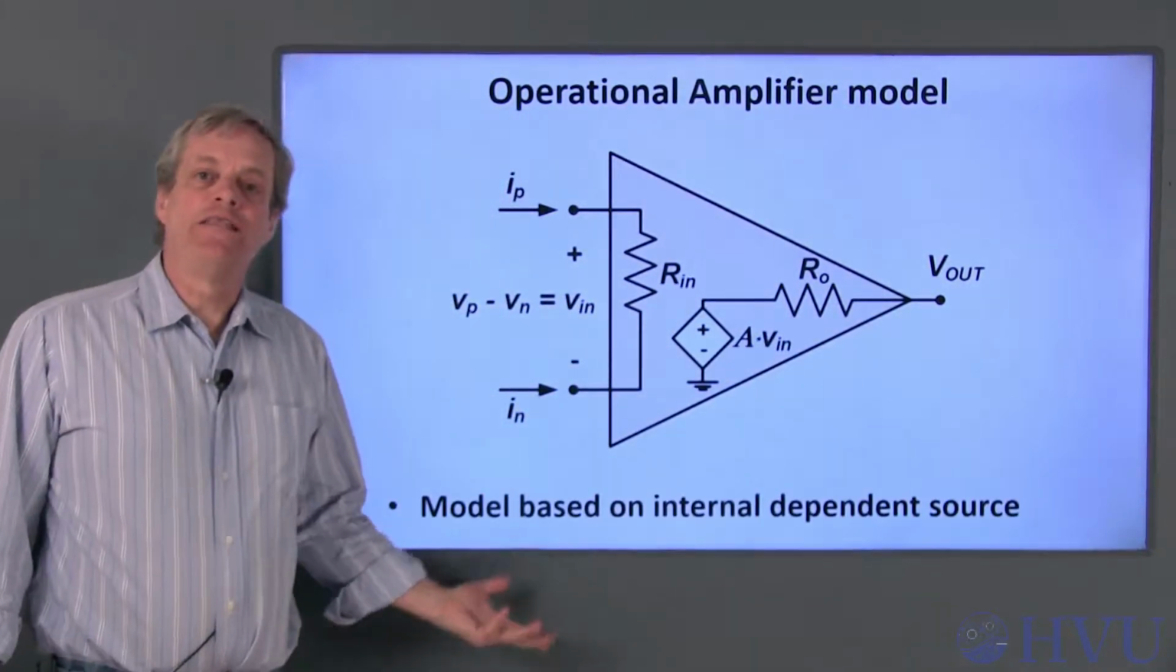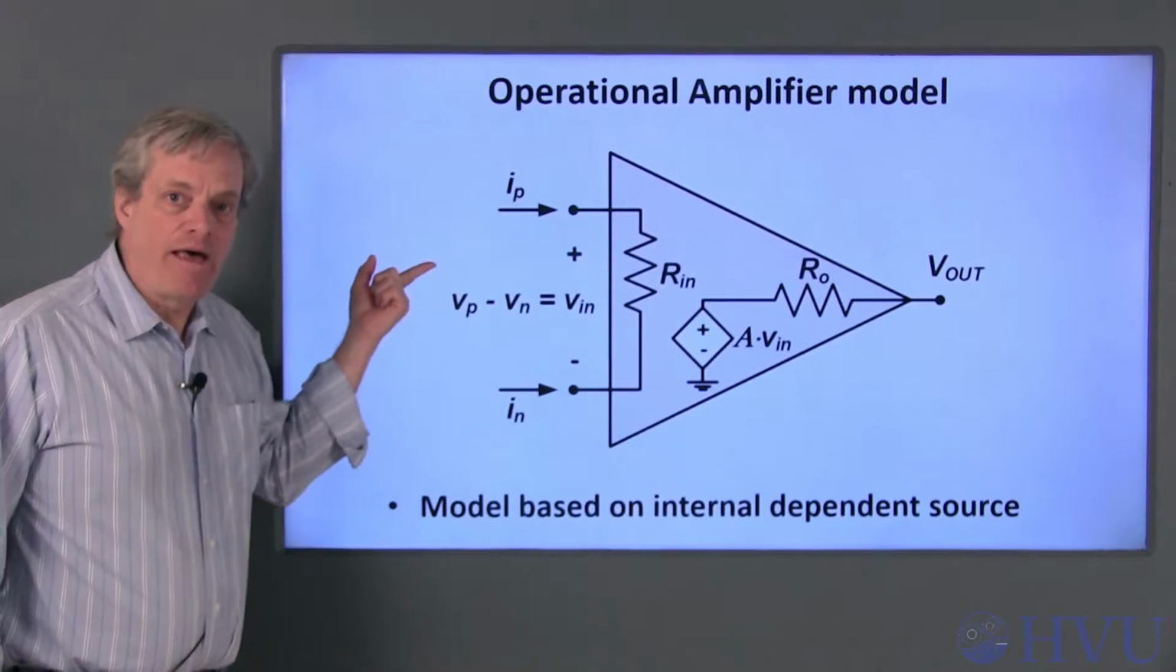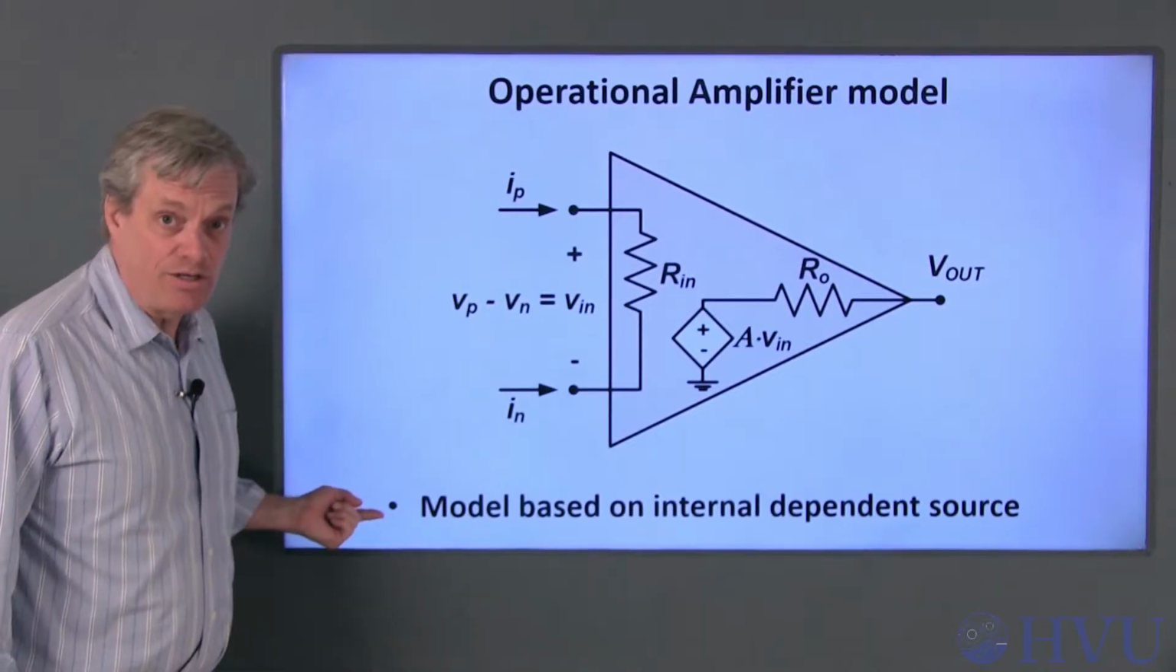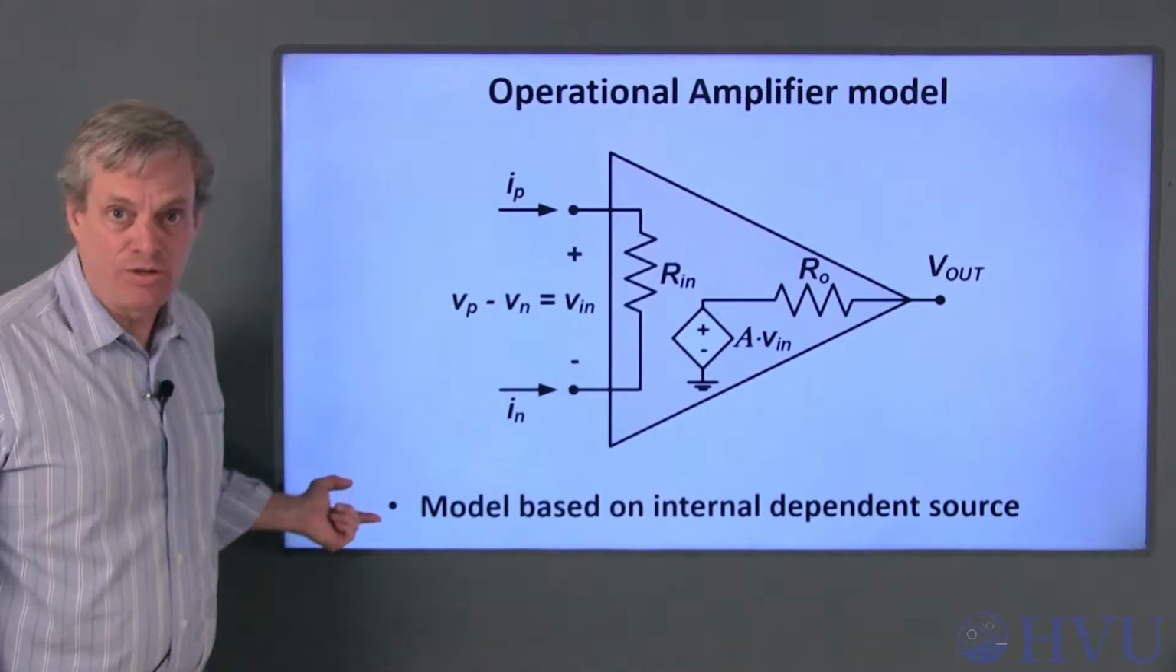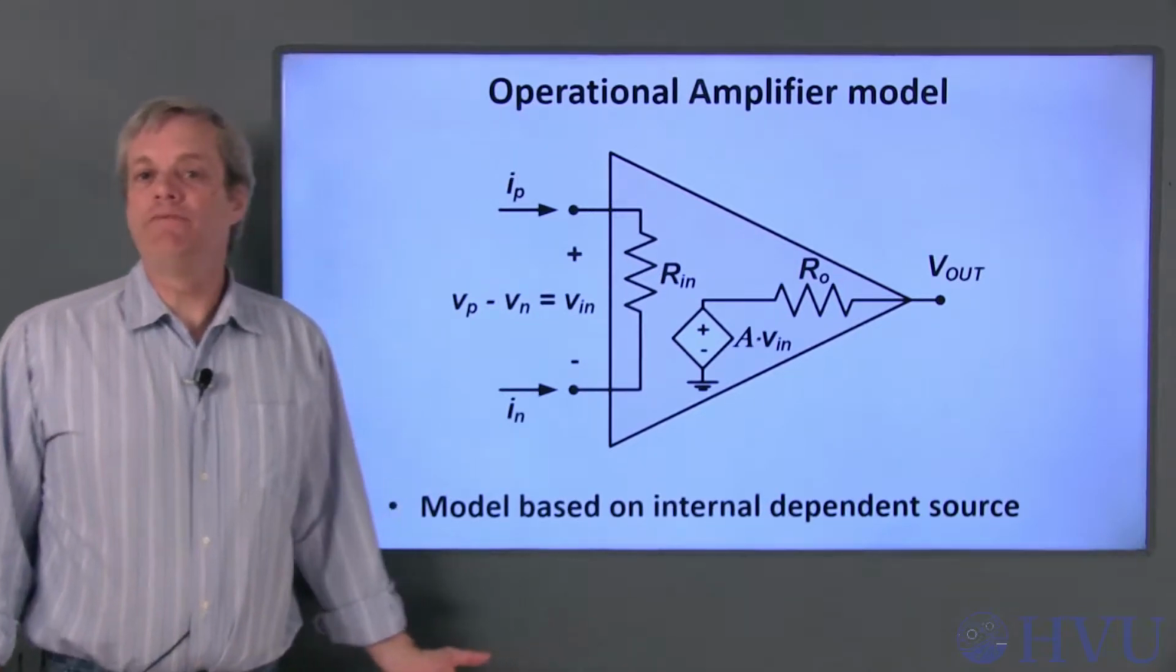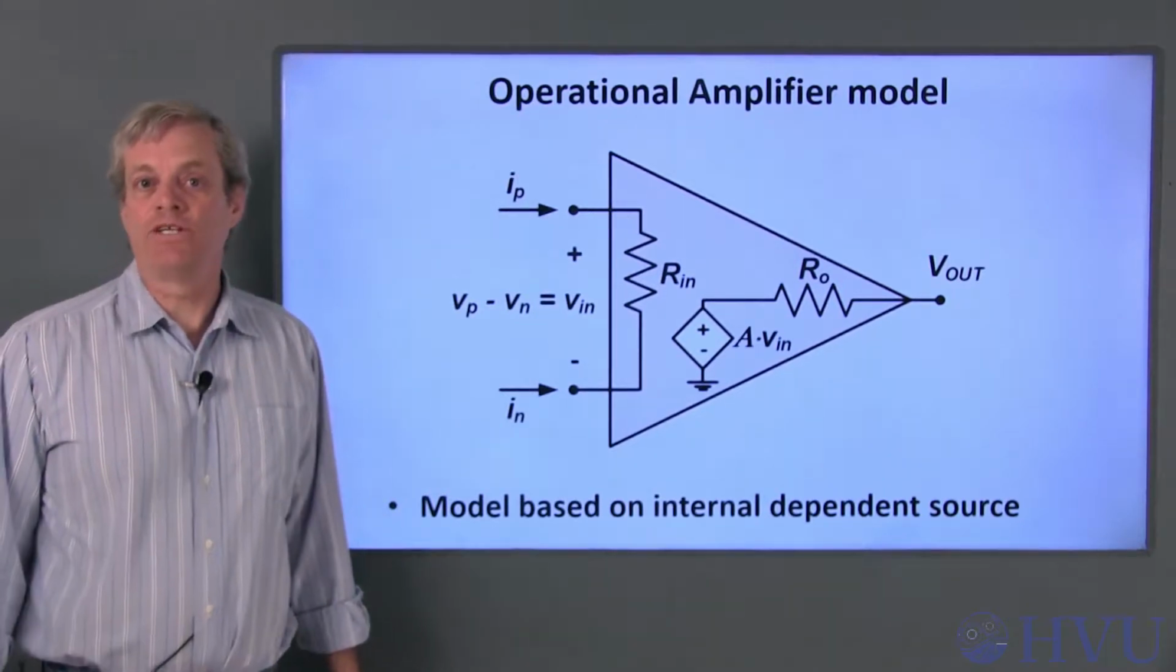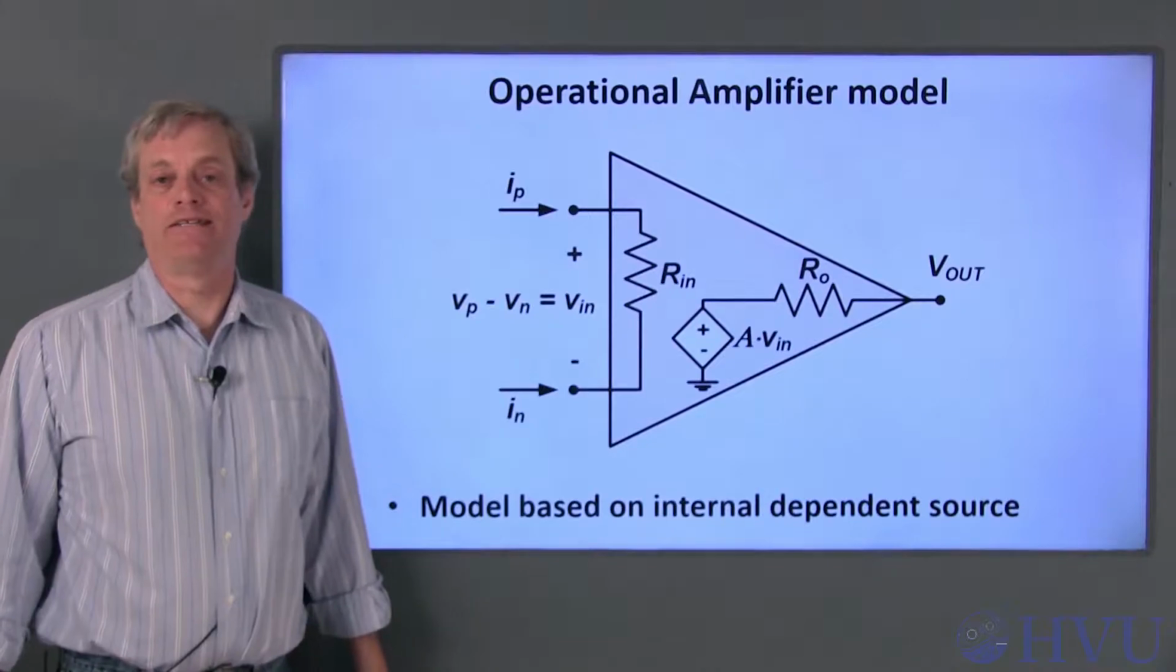What I'm going to focus on in this video is that this model represents the internal circuitry of the op-amp as a dependent source. By extension, this means that circuits that contain operational amplifiers can also be modeled as dependent sources.